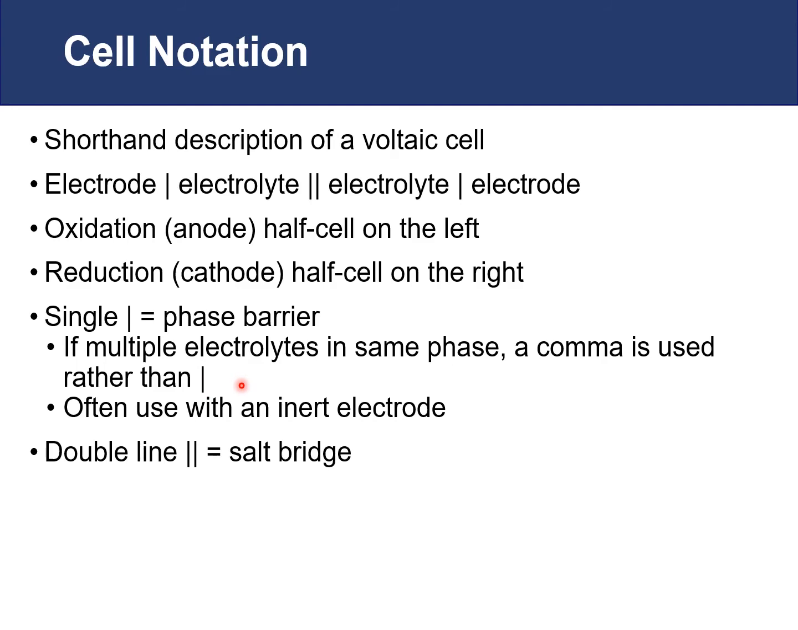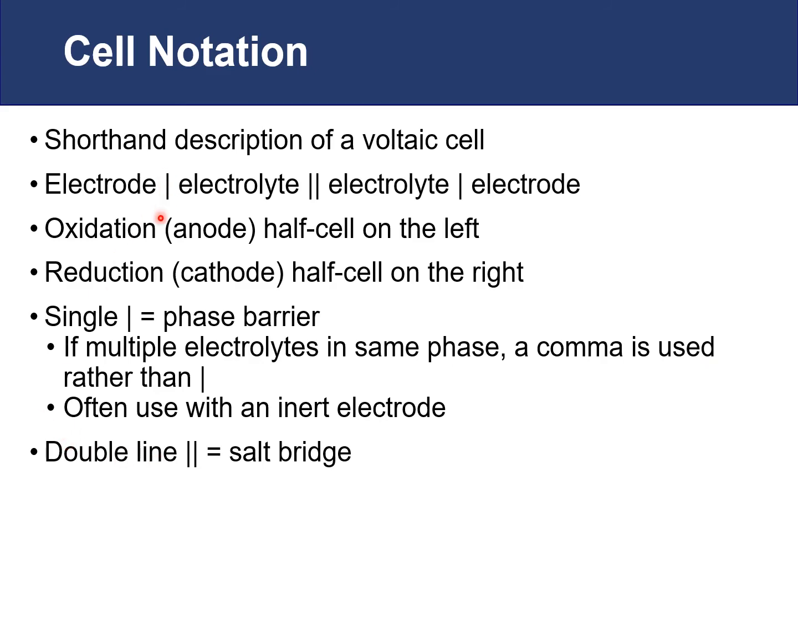Because they are both in aqueous solution, they are in the same phase. So the vertical bars are just used to denote a change in phase, going from solid to aqueous, aqueous to gas, solid to gas, whatever it is. If it's a phase change, there is a vertical bar. If there is not a phase change, so if they are maintaining in the same phase, then the difference between them would be represented with a comma.